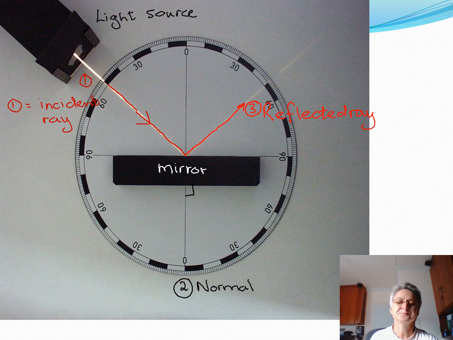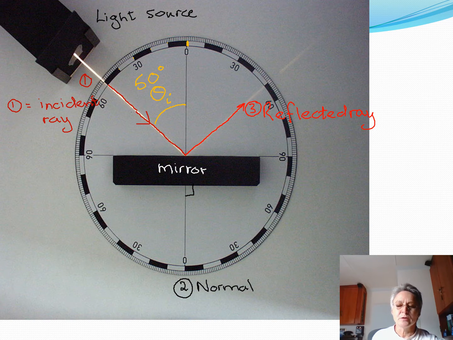Okay. Now, the next thing is the angle of incidence. By definition, the angle of incidence is measured between the normal and the incident ray. So this is the angle of incidence. And for this example, we can see that if we count from 0, it's 10, 20, 30, 40, 50 degrees is the angle of incidence in this case.